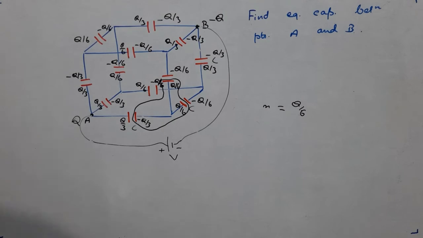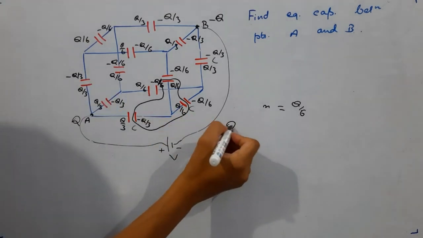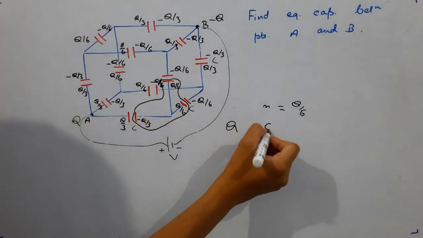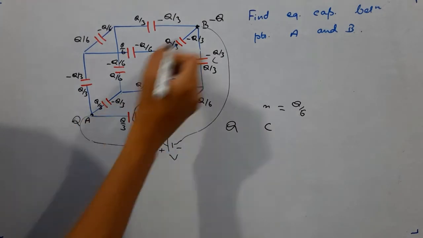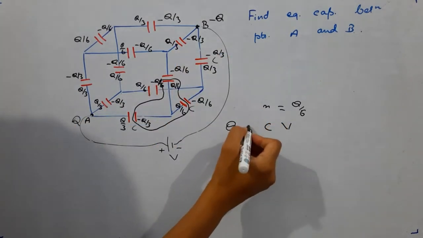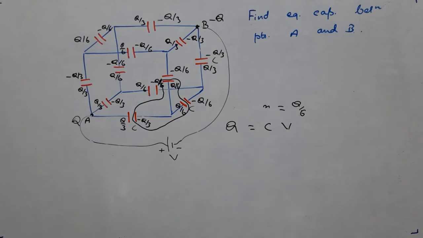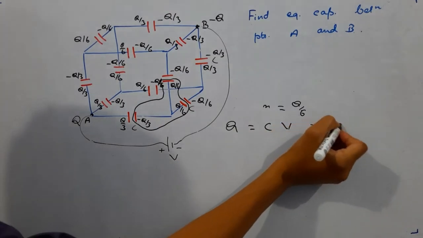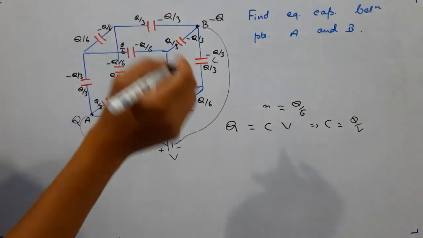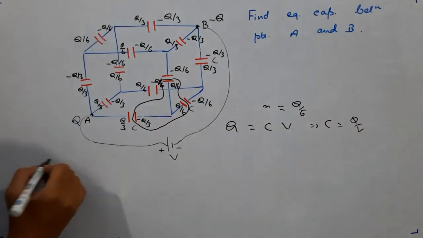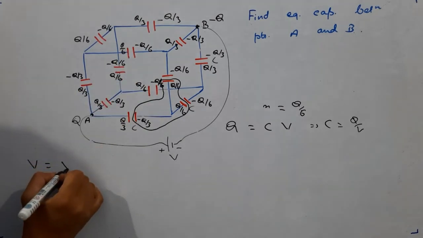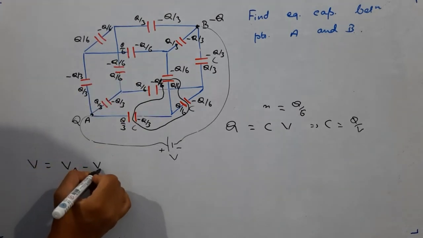And the next step, total charge is how much? Q. Total capacitance is suppose C, and total potential difference between points A and B is how much? V. So we have Q is equal to CV. So we want C, so C is equal to Q upon V. Now to find that ratio, what we do, the potential difference between the points A and B is V. So we write V is equal to VA minus VB.